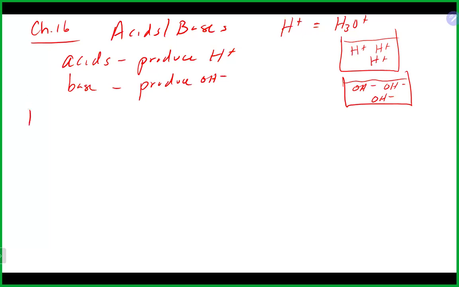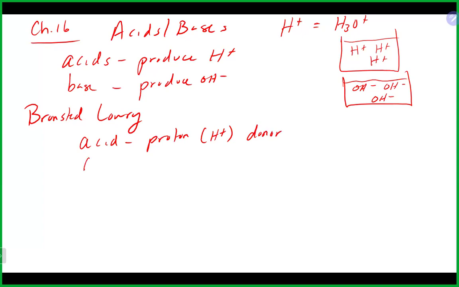We talked about the Bronsted-Lowry definition of an acid and base. In the Bronsted-Lowry definition, an acid is a proton donor. And remember, a proton is another word we use for H plus. So an acid is something that will give it away, and a base is a proton acceptor.